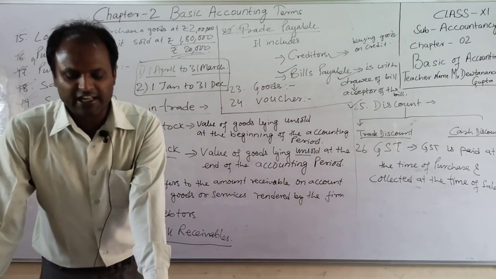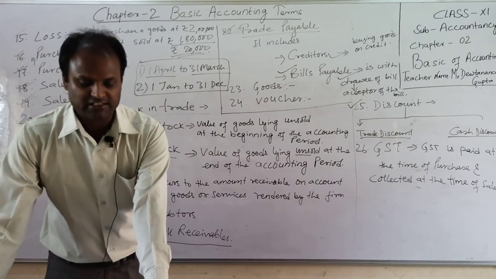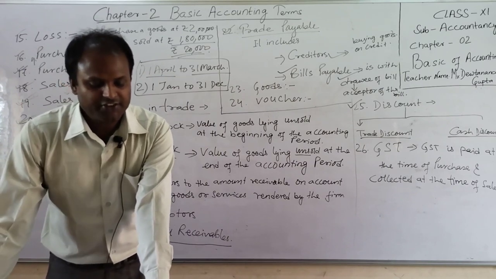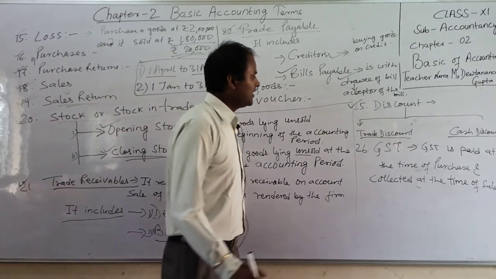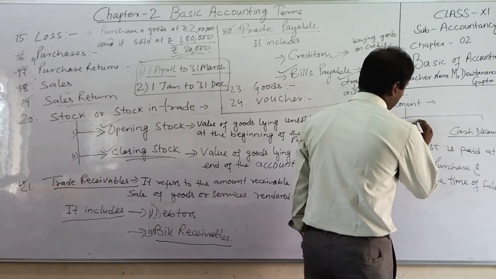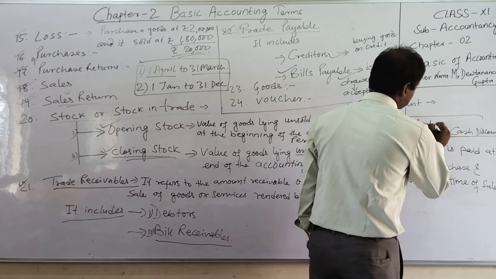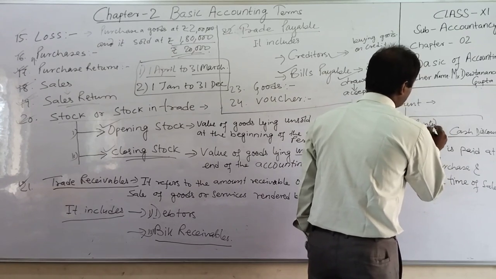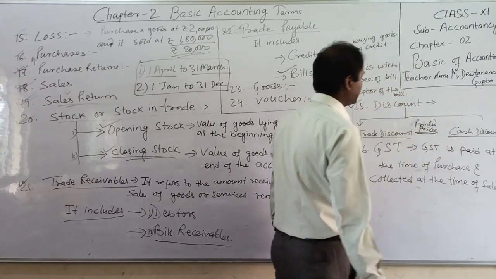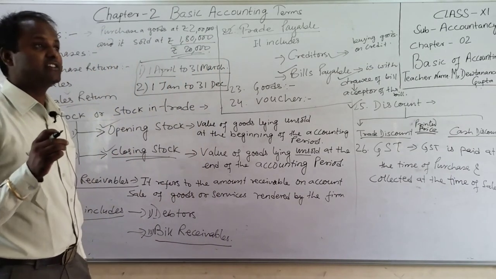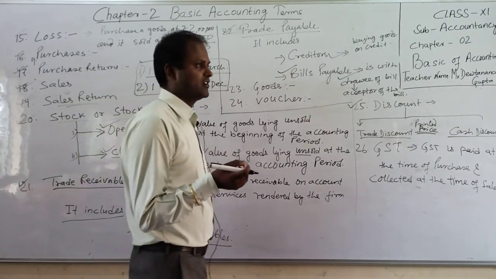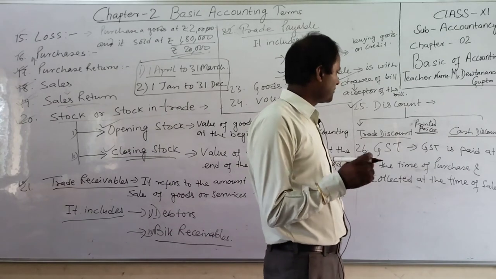Trade discount is when discount is allowed by the seller to its customer at a fixed percentage on the list price, meaning on the printed price. Whenever we are getting such a discount, that is called trade discount. Trade discount is usually given by the seller to another seller for the purpose of earning profit.